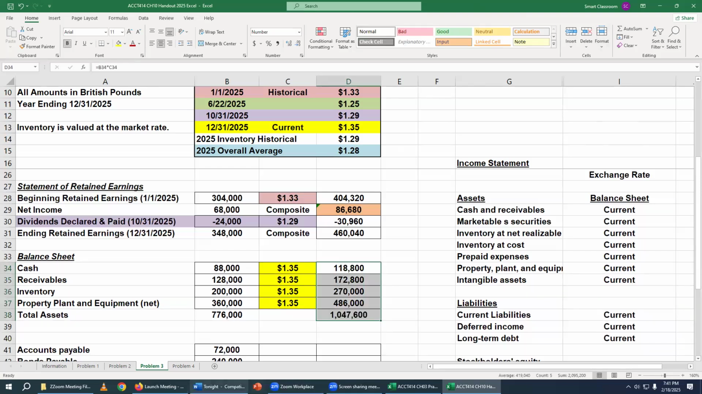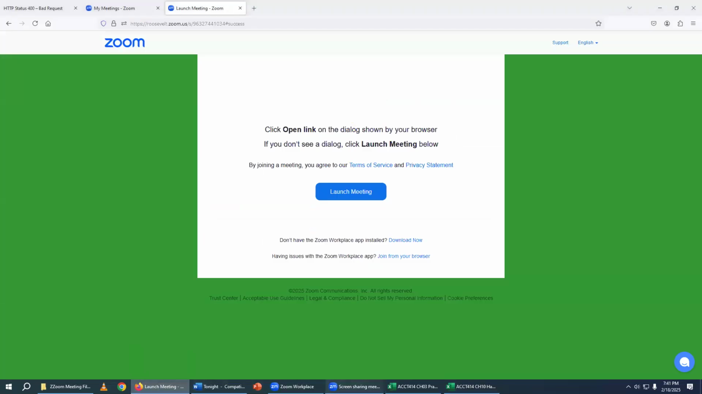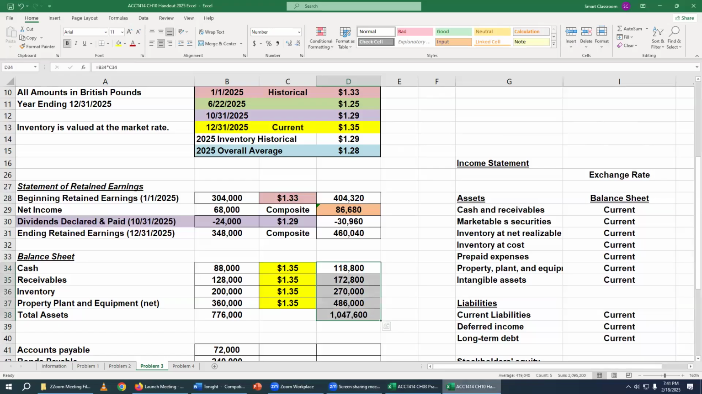Can you guys see my screen? Yes. Yes. Oh, there it is. Okay, never mind.